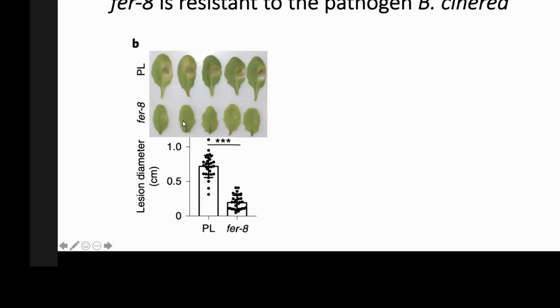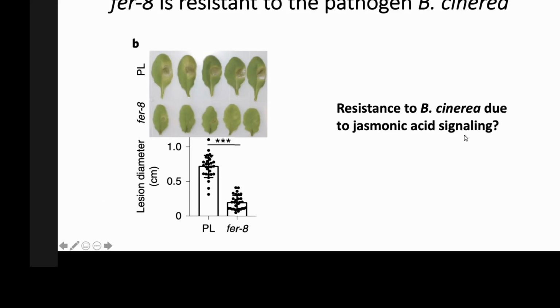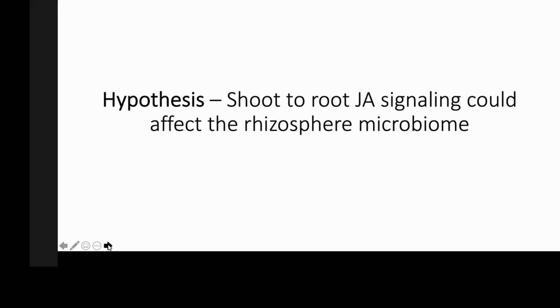However, in a FER8 mutant, you see that these lesions are a lot smaller, and in some cases, it seems as if they're non-existent. And this is just a quantification of the lesion diameter. Right? So in this FER8 plant, it is conferring some kind of benefit and not allowing it to be susceptible to pathogens. So they wanted to ask the follow-up question: is this resistance to B. cinerea due to jasmonic acid signaling?